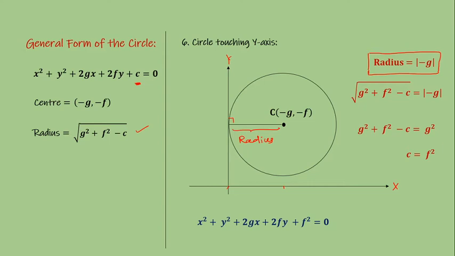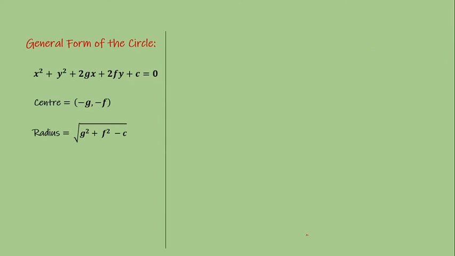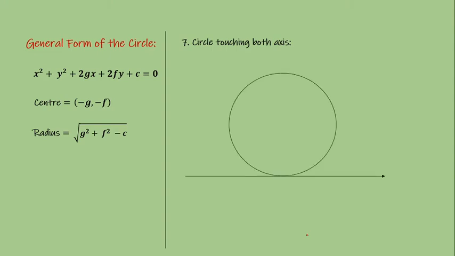So, two things to remember. When a circle is touching the y-axis, its radius is mod of the x coordinate of the center. And in its equation, the constant term is equal to f square. Now, somebody may have a doubt: what if the circle is touching both axes? So again, I'm showing one circle which is touching both axes.